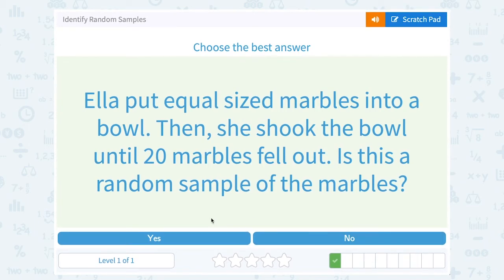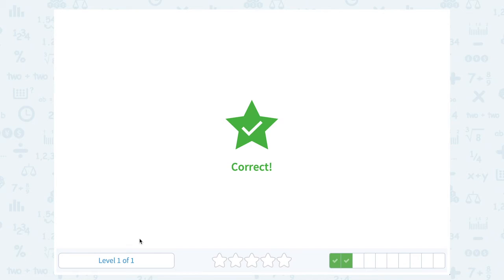Ella put equal-sized marbles in a bowl, then shook the bowl until 20 marbles fell out. Is this a random sample? Well, this is just like the last question. Yes, she's shaking up the bowl. She doesn't know what marbles are going to fall out. So yes, it's going to be a random sample of marbles.